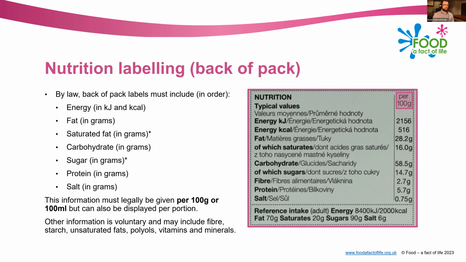Other information is voluntary. So you may see on some products fiber declarations, starch rarely, but it can be declared, unsaturated fats, polyols. Polyols are sugar alcohols, and they can be used to sweeten products. Quite often they're declared because high levels of polyols can have a laxative effect, and you may see that on some reduced sugar products. And then also vitamins and minerals. Some products, particularly where they make a claim for vitamins and minerals, will declare the vitamin and mineral content, and to make the claim there'll have to at least be a source of that vitamin and mineral. So that should be on the pack as well.